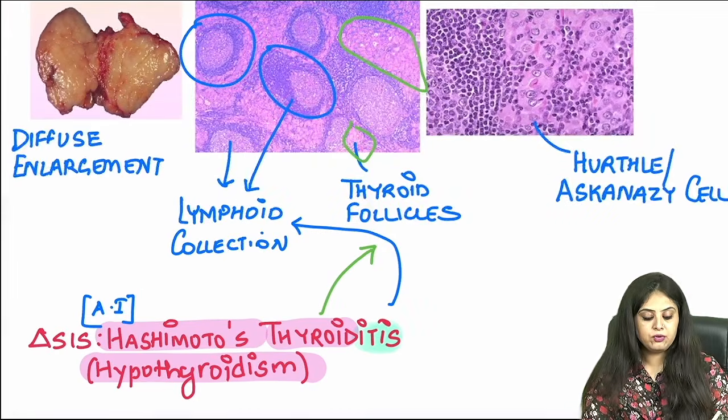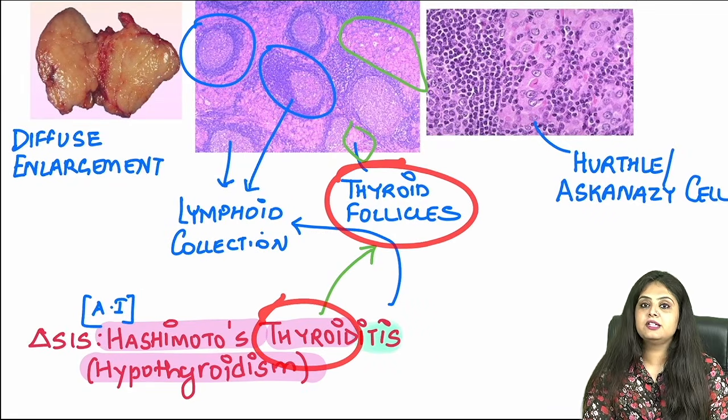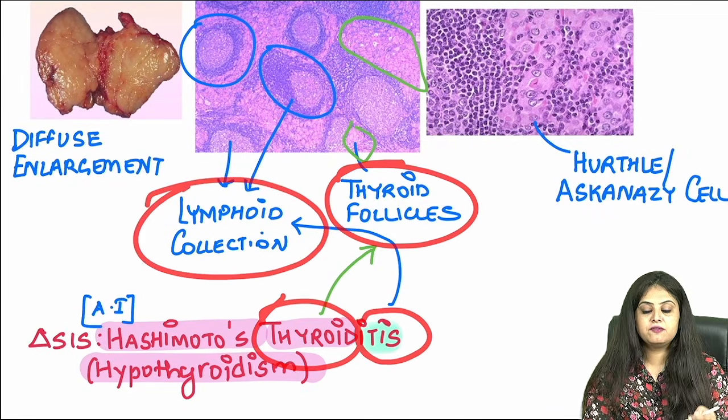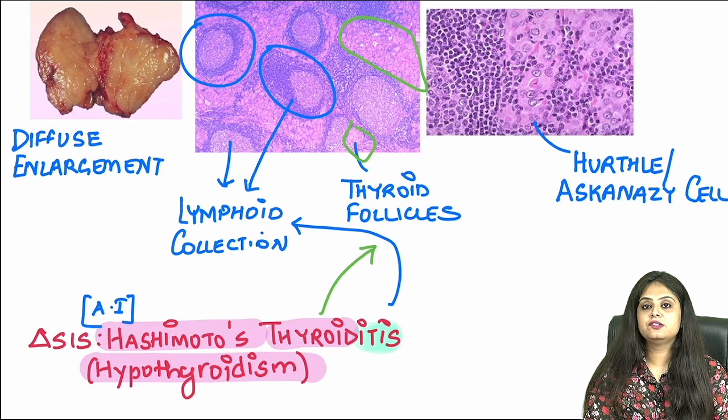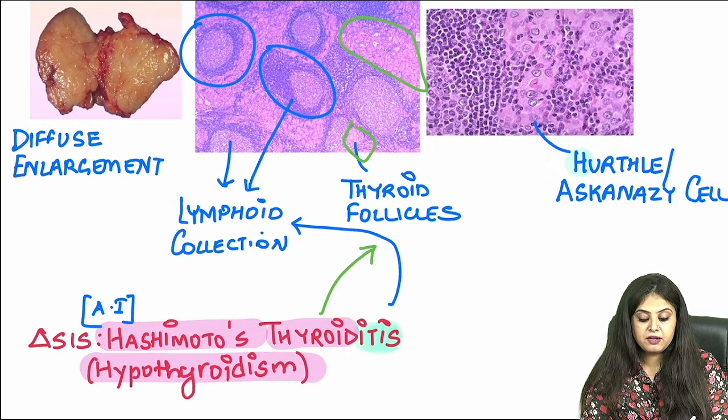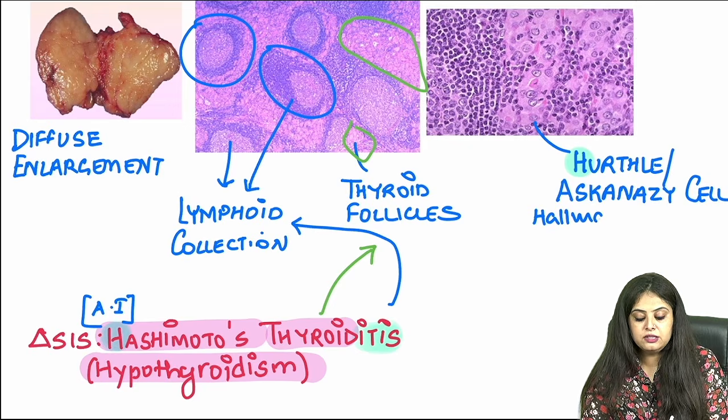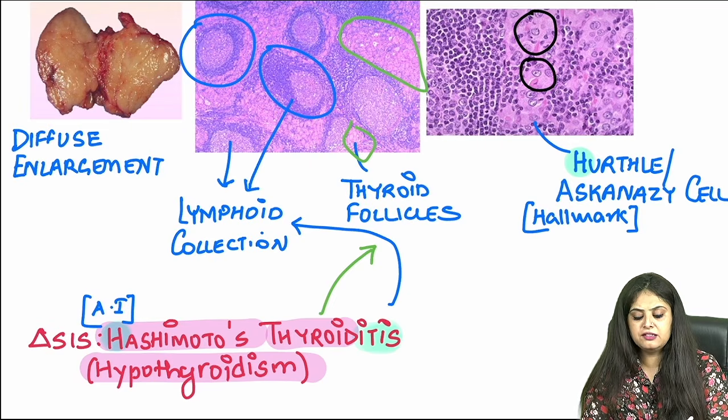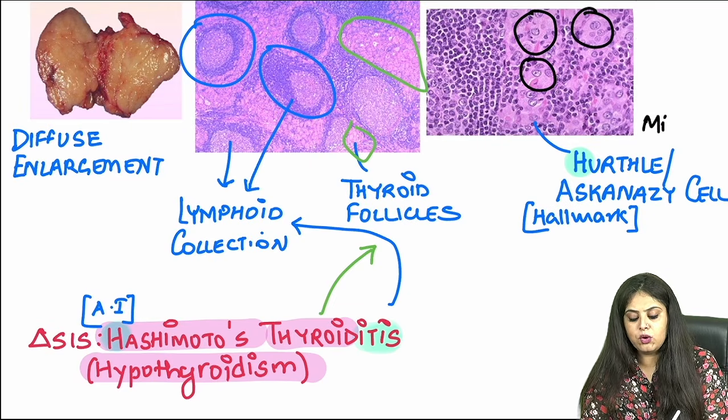So now tell me, how do you identify a case of Hashimoto's thyroiditis? Pink thyroid is seen, and then itis means inflammation. Which inflammation? Lymphoid inflammation is seen. But what is the hallmark feature of Hashimoto's thyroiditis? The hallmark feature is Hurthle cells, also known as Askanazy cells. How do we identify them? These are the very pink cells in the thyroid. Why are they so pink? Because they contain a lot of mitochondria.